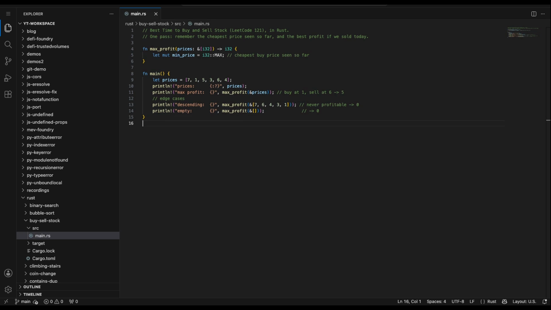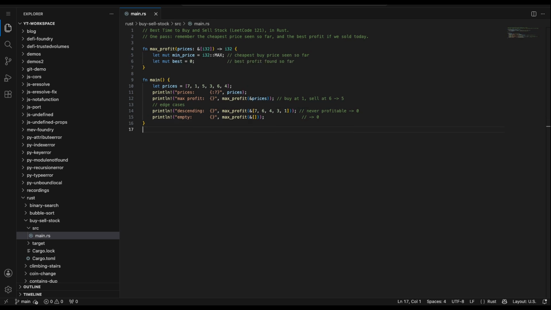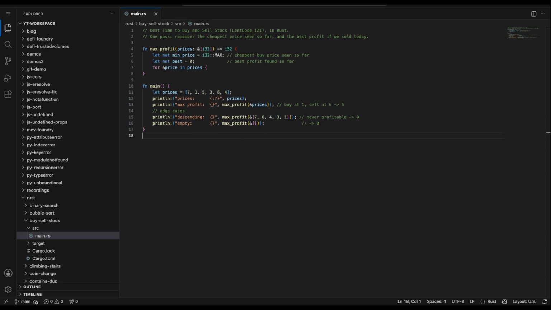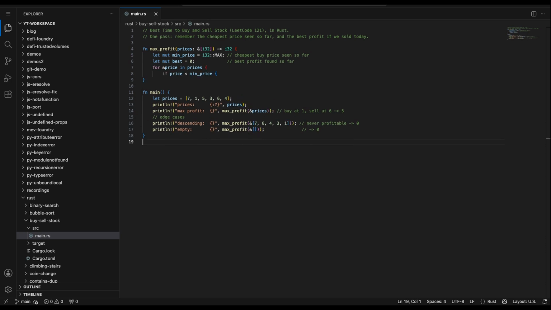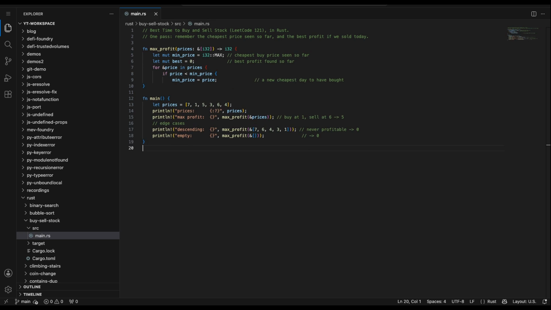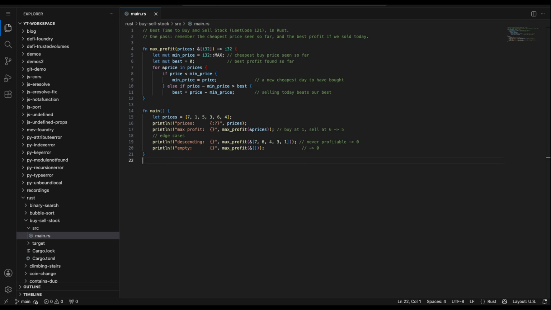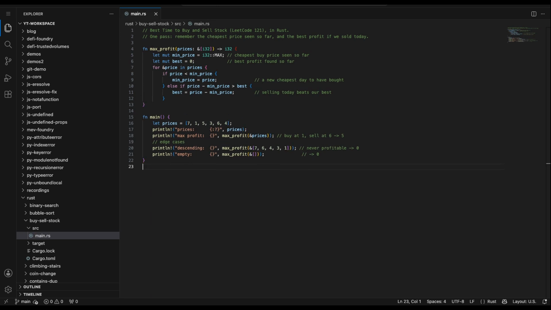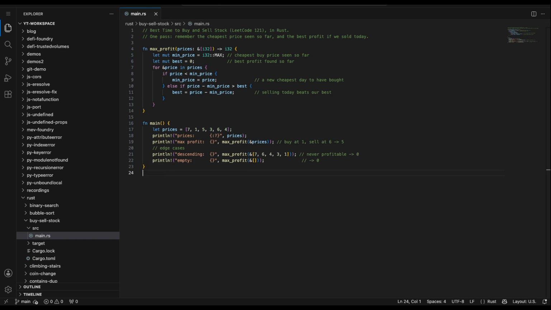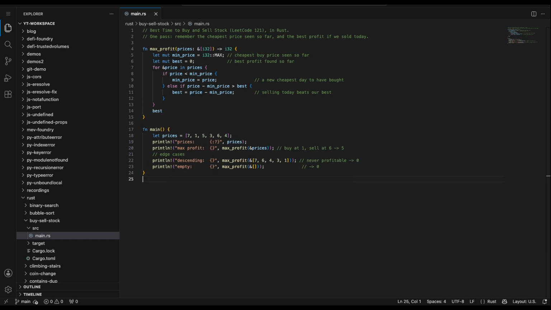Here is the whole algorithm. One loop over the prices. For each price we ask, is this a new low? If it is, we update min price because we've found a cheaper day to have bought. Otherwise we check whether selling today, price minus that cheapest price, beats our best so far, and if it does, we record it. After the loop, best is the answer. That's it. A single pass, order n time, and only two variables, so order one extra space. No nested loops, no rescanning.